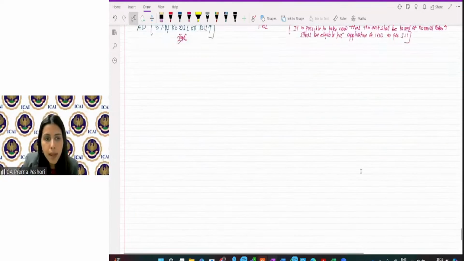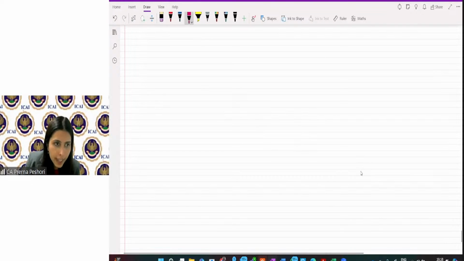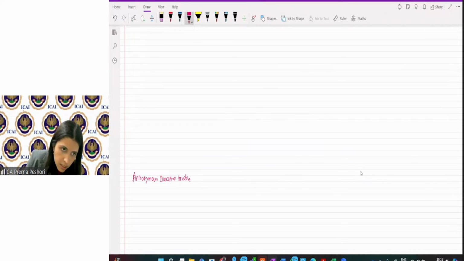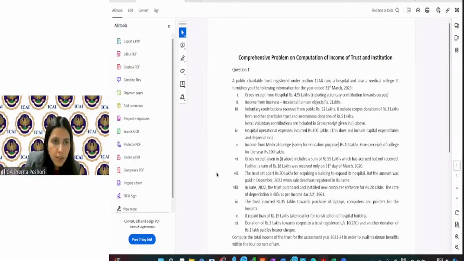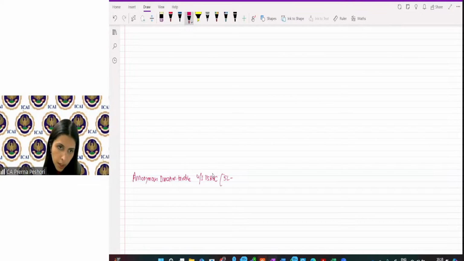Okay. And the balance amount, you can write it over the end, which is the anonymous donation taxable under section 115 BBC. So how much is the anonymous donation which is received? This is 5 lakh minus 1.6 lakh. So do not forget to add this amount because this is going to be taxed at 30%.